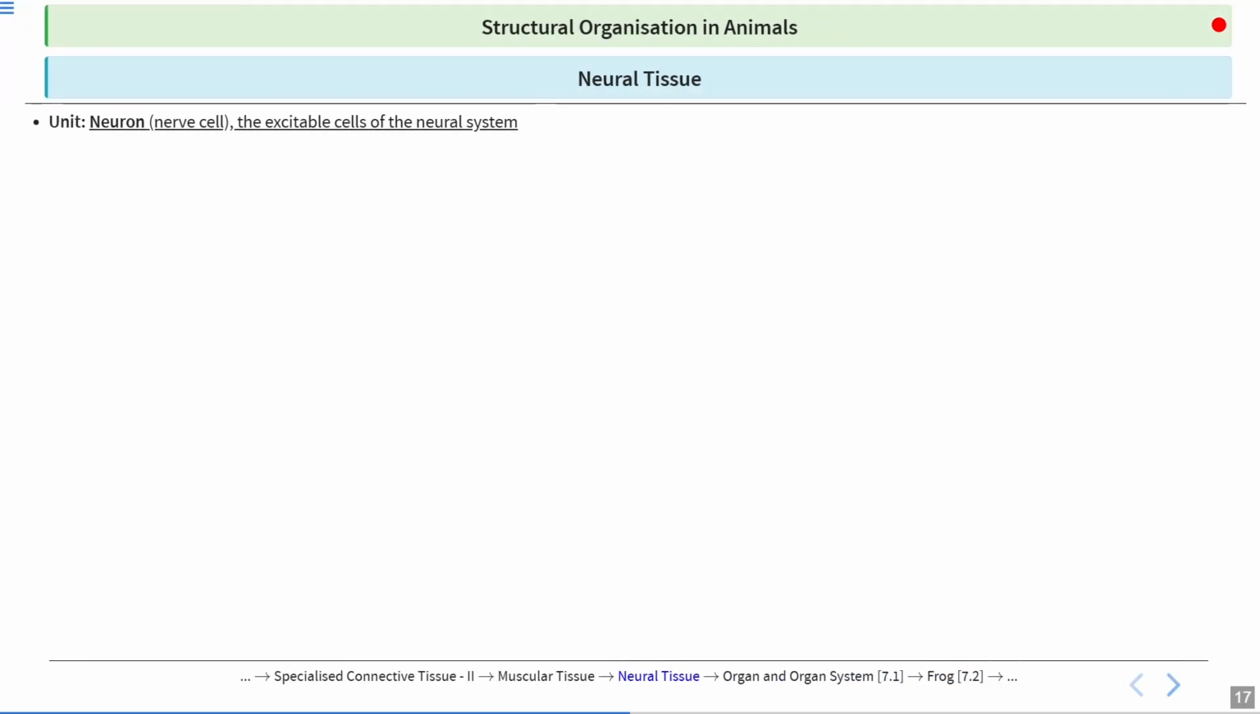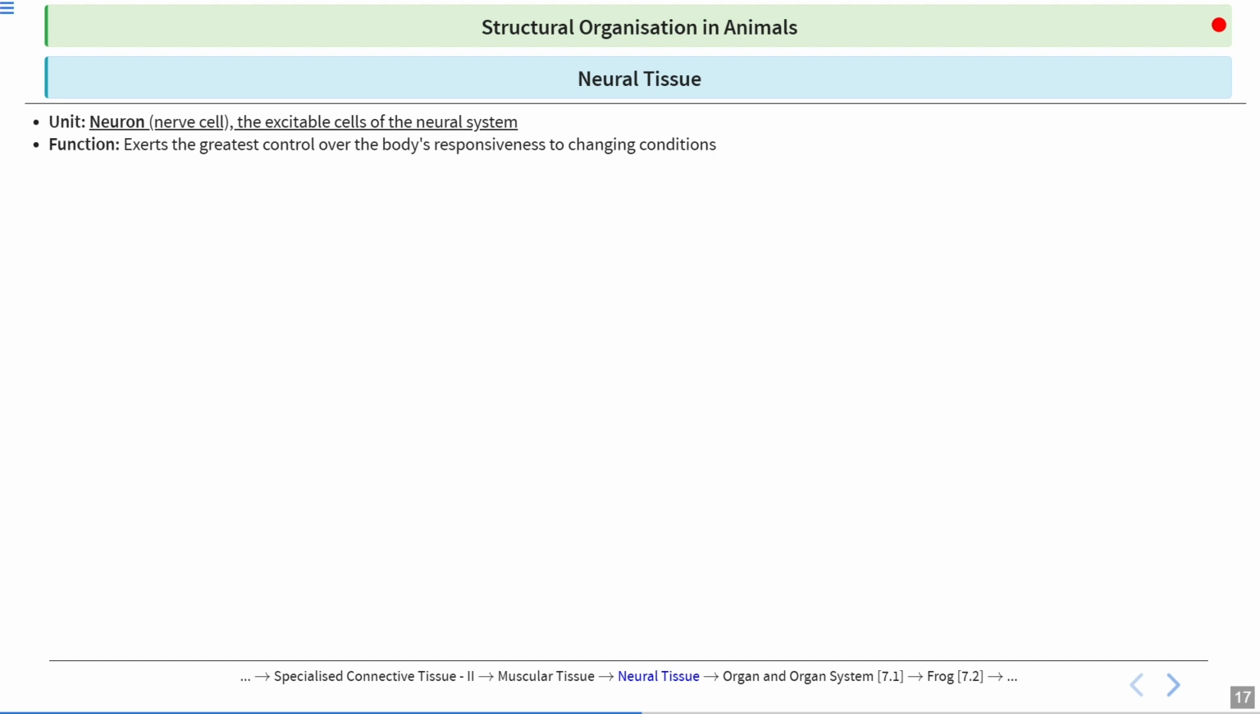Now we will talk about the neural tissue. The unit is the neuron, the nerve cell, the excitable cells of the neural system. So what is the function of the neuron? And you all know the cellular structure of the neuron. There is a cyton part, and from the cyton you can see many dendrites originate. One of the dendrites is longer than the others, and that is called the axon, right?